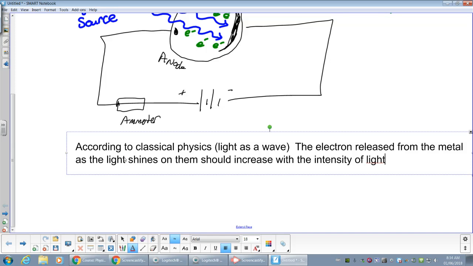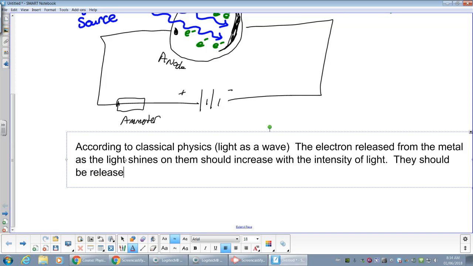Okay. And then the second thing, they should be released at low frequencies of light after some energy has been built up. This did not happen, obviously.